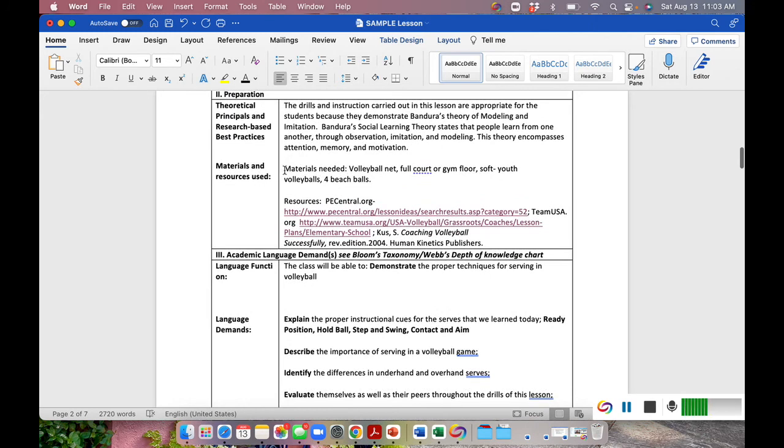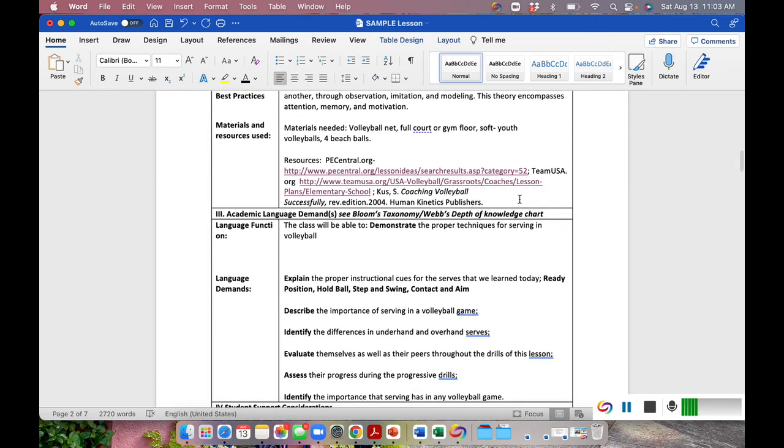This part is super easy. Materials that you need. So this person needs a volleyball net, a full court or gym floor, youth volleyballs, and 4 beach balls. That's great. Any resources that you use can go here. Did you use your textbook? Did you find something awesome on PE Central? Did you get the idea from, say, somebody that you work with or somebody that you coach with? Just give them credit, that's all. Make sure that you have all of your resources listed here.